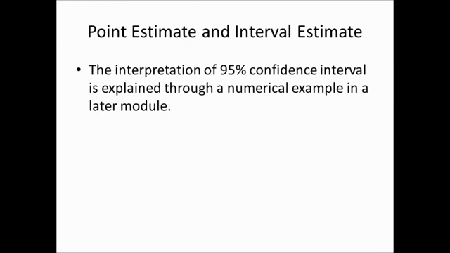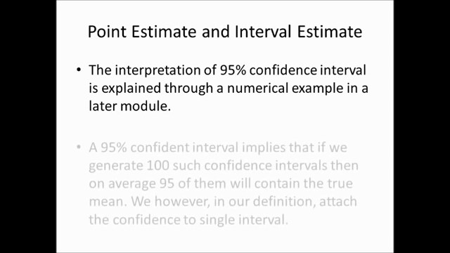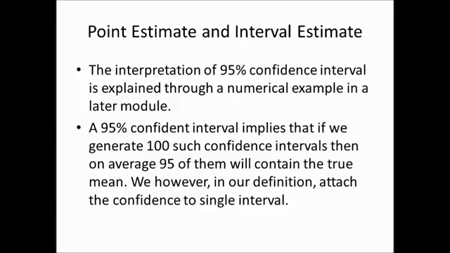So we take this point estimate, add and subtract the half width. The interpretation of 95% confidence interval will be explained through a numerical example in a later module. A 95% confidence interval implies that if you generate 100 such confidence intervals, each one based on a sample of size 300, get a point estimate, you estimate the half width, add and subtract the half width to get an interval, then 95 of them on average will contain the true mean if you are dealing with 95% confidence level.